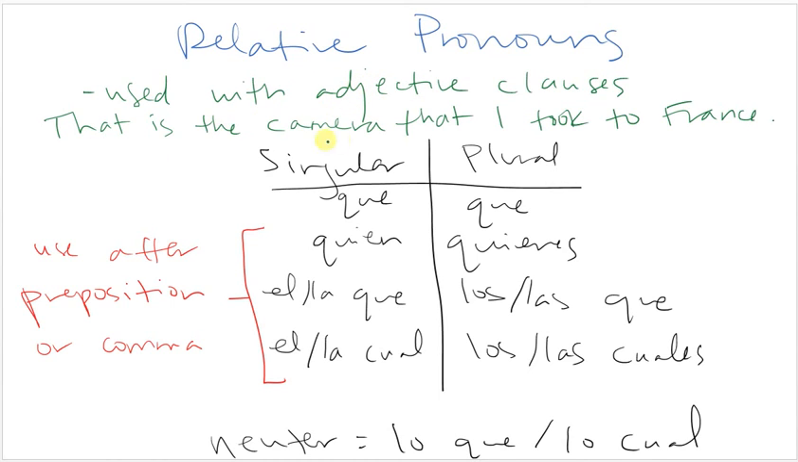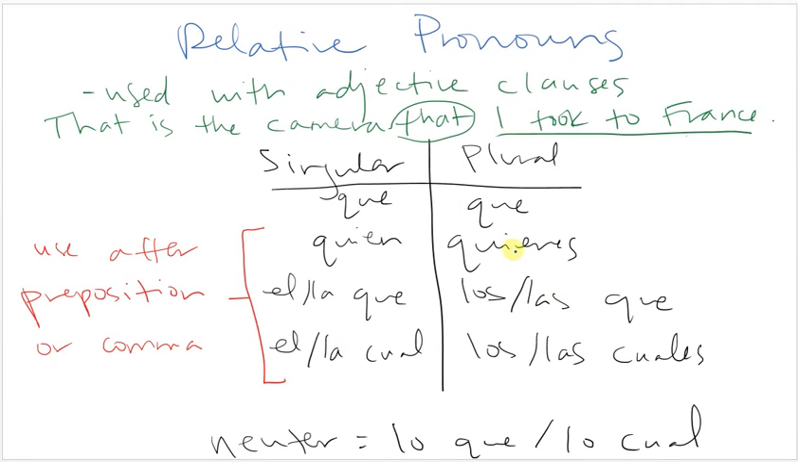For example, that is the camera that I took to France. I took to France is a clause because it has a subject, I, and it has a verb, took, and it's being used as an adjective. That I took to France is all describing a camera. So this clause is being used as an adjective clause, and I have to have a relative pronoun to connect it. In English, I can say that is the camera I took to France, but in Spanish, you can't get away with that. You actually have to say the pronoun. So that is the camera that I took to France.